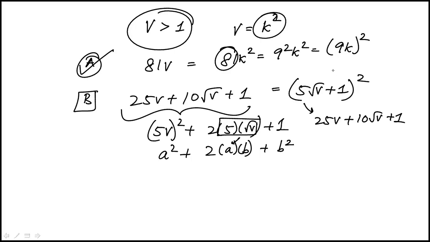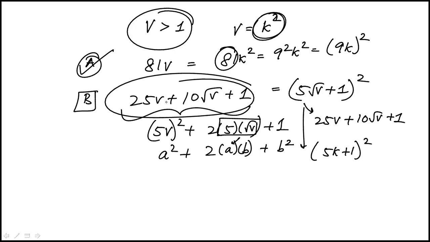So I know that v is a square of an integer, so this entire expression becomes 5k plus 1 square. And the original question was, is this a square of an integer under all circumstances? And we know 5k plus 1 is an integer, and this expression is a square of an integer.